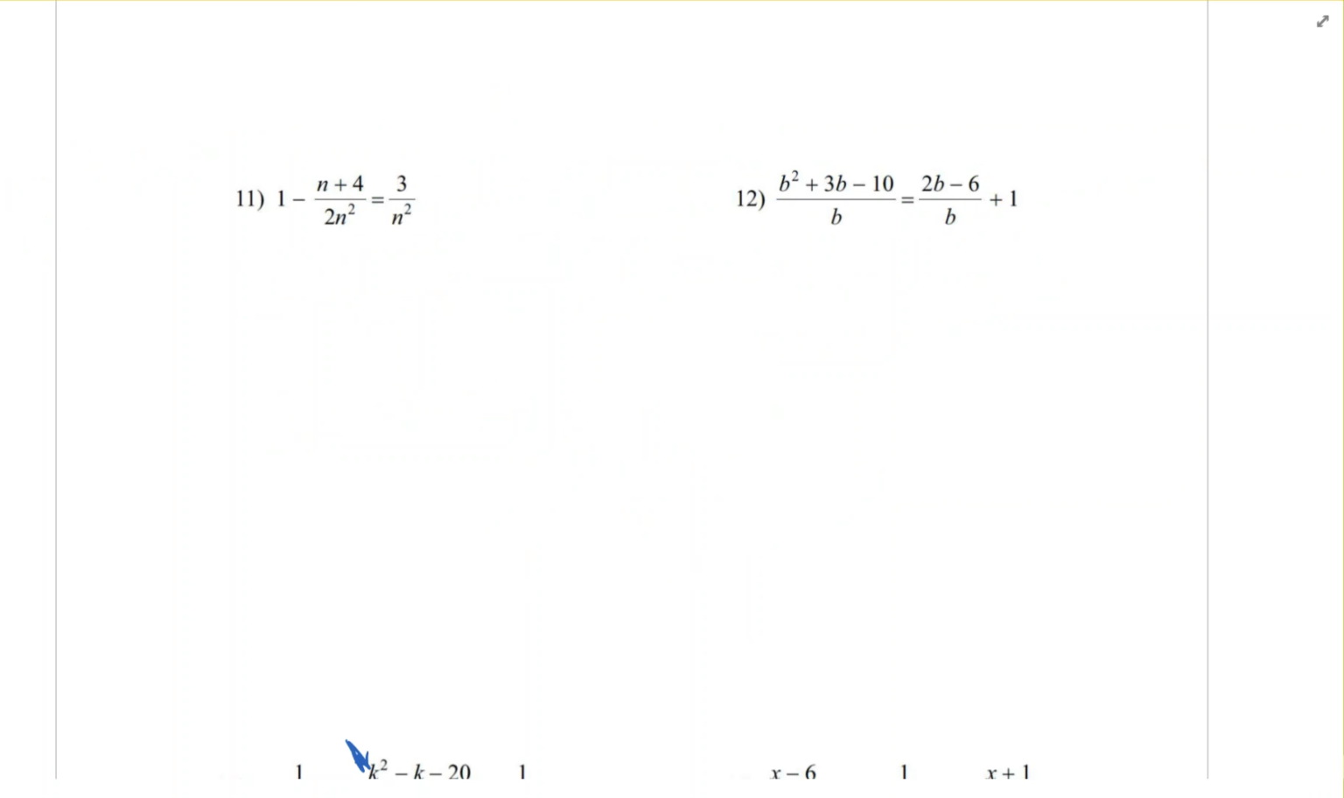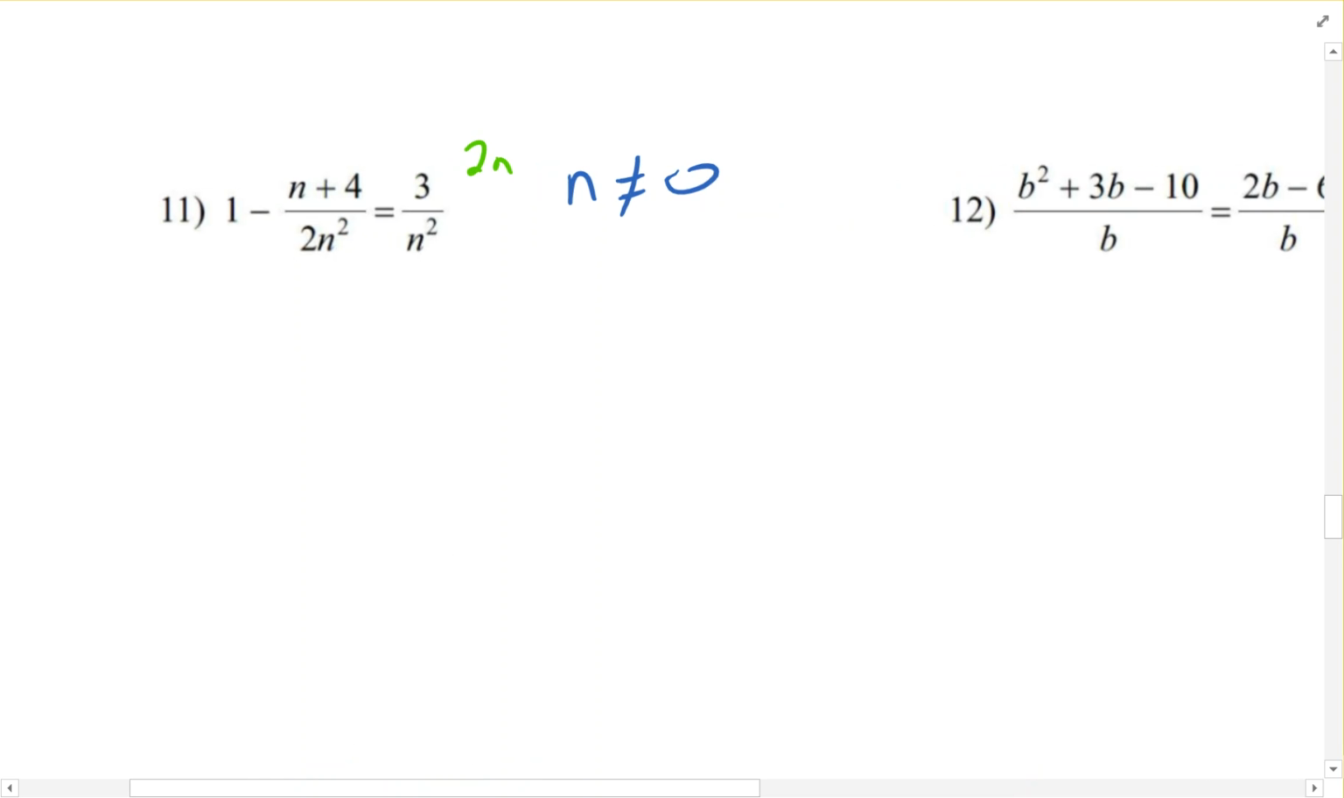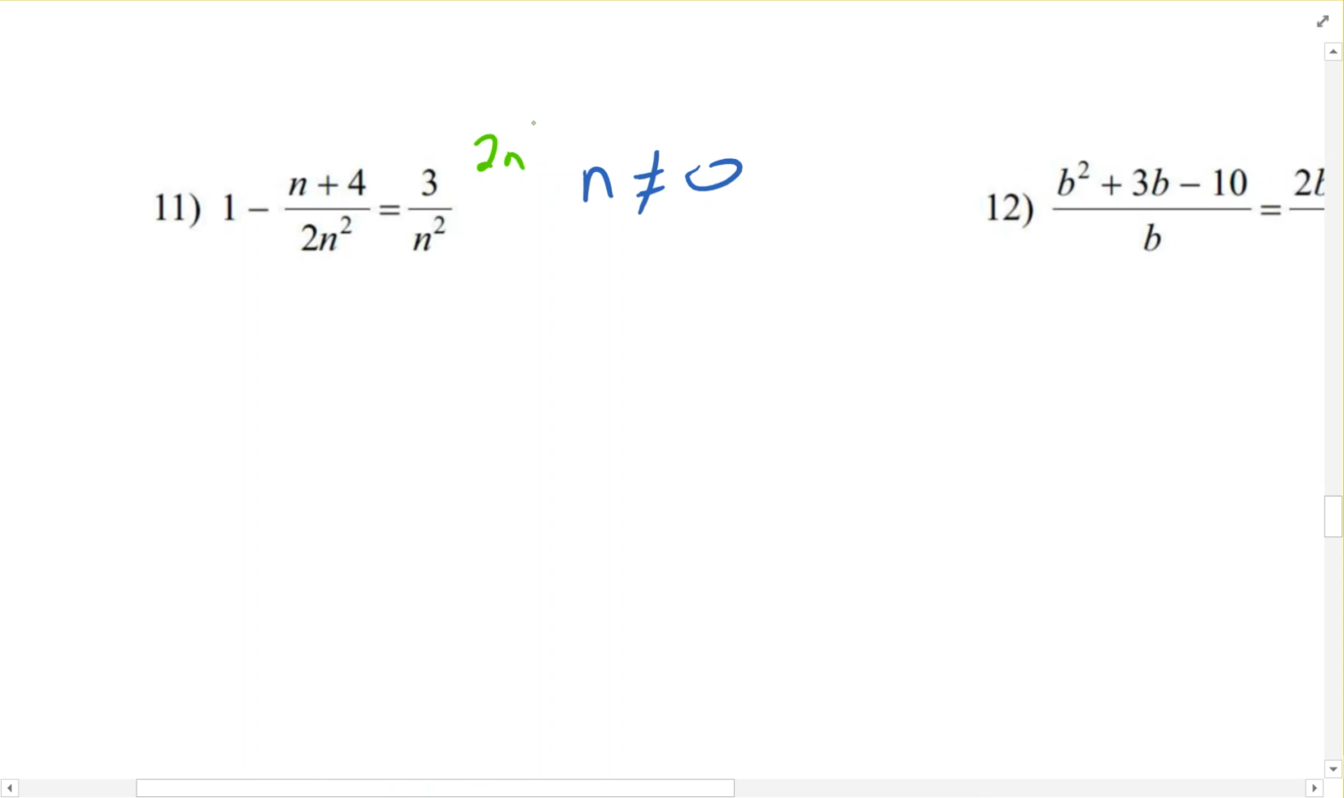Okay, let's do 11. So n's not allowed to equal 0 off the bat, right? You can't divide by 0. Now, the lowest thing I can multiply everything by is going to be 2n squared. Let's zoom in a bit. So multiply that by 2n squared. Multiply this one by 2n squared. And we multiply this by 2n squared.